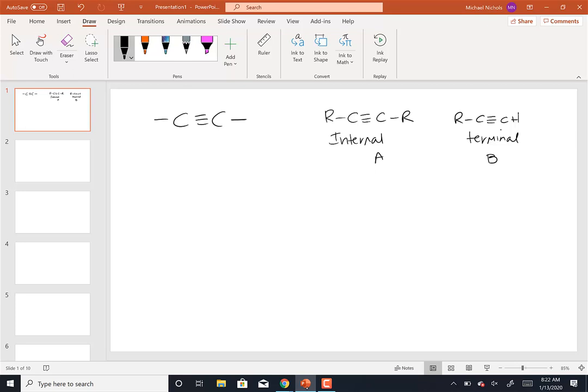Electron density with the alkyl groups. Okay, it has more alkyl groups. What did we say? Where did we see this before last semester? Did we see a multiple bond last semester that may or may not have been more or less stable, depending on the number of alkyl groups that we had? It just has to do with how substituted it is. More substituted, more stable. Where did we see that last semester?